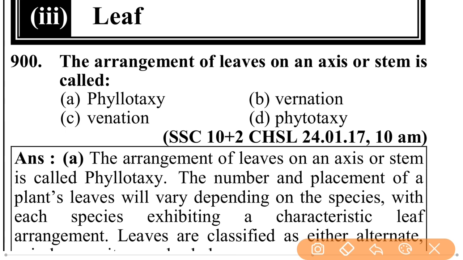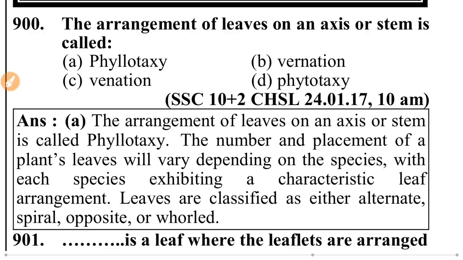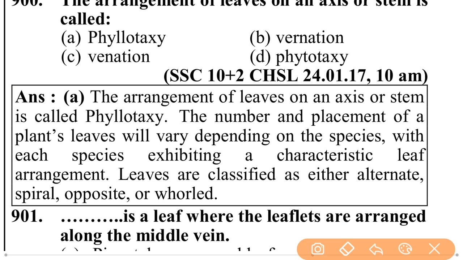The arrangement of leaves on an axis or stem is called phyllotaxy. The number and placement of a plant's leaves will vary depending on the species, with each species exhibiting a characteristic leaf arrangement. Leaves are classified as either alternate, spiral, opposite, or whorled.